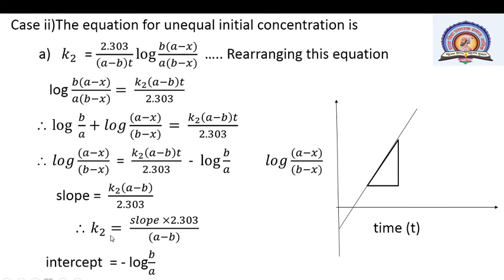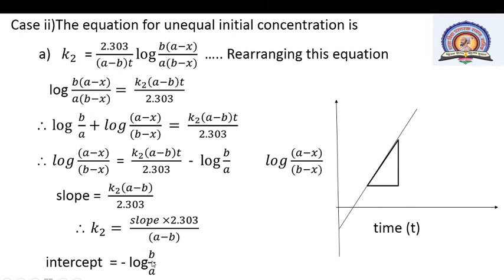Then find out the value of k2 from the graph. k2 is equal to the slope into 2.303 divided by (a minus b), and the intercept is equal to minus log b upon a.